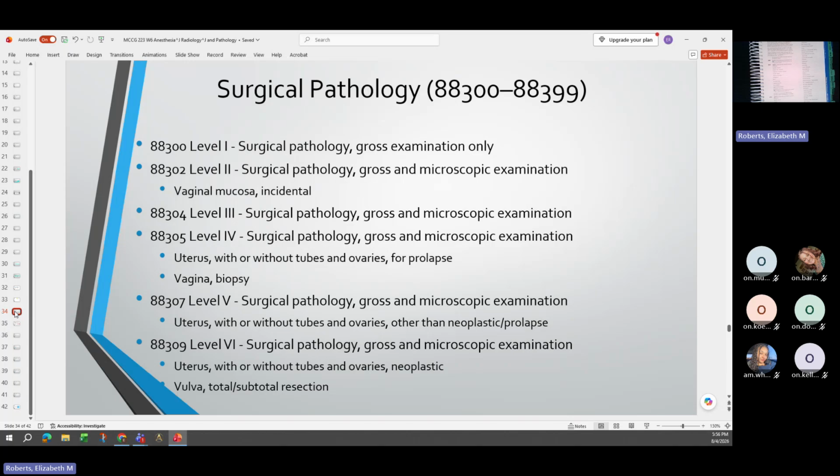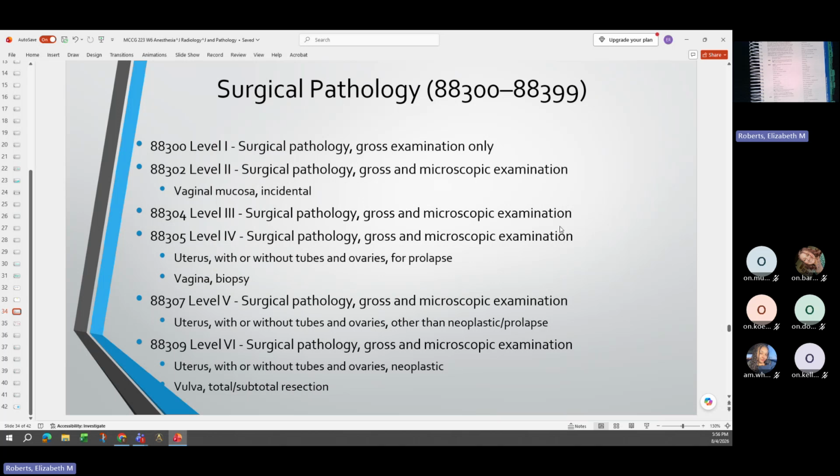88032 is a level 2 gross and microscopic examination. 88034, which is a level 3, is also gross and microscopic. As we go up in these levels, notice they're all gross and microscopic. It's just that they're a different level, a more detailed, intense level of microscopic examination.